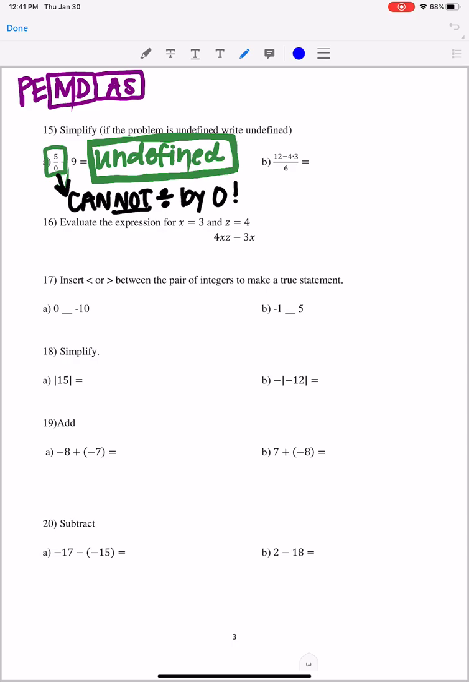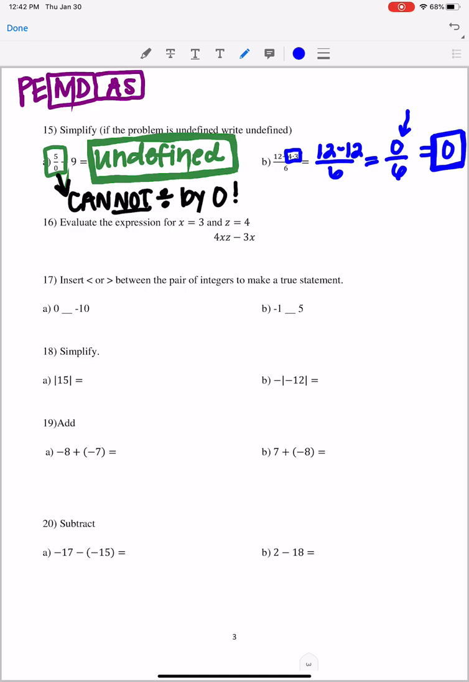On B, use your order of operations. We already have a simplified 6 at the bottom, but we need to simplify this top one to a single number answer. So the first thing I'm going to do is multiply. So 4 times 3 is 12, so we got 12 minus 12. Can't divide yet. 12 minus 12 is 0. This one is okay. It is okay to have 0 on the top. When you have 0 on the top, this simply equals 0.